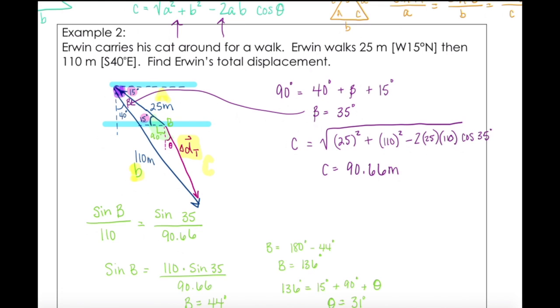So our final answer is 91, we'll go ahead and round it, 91 meters, and it's south 31 degrees, and then it moves east.